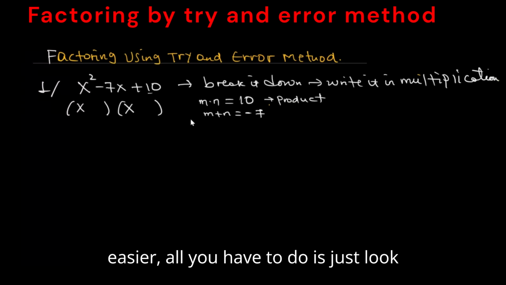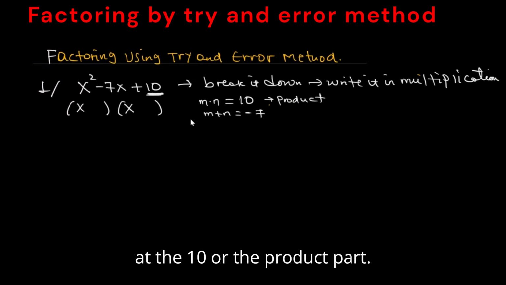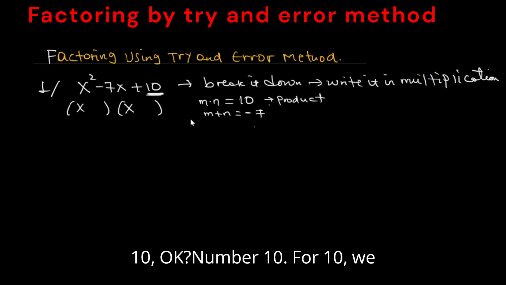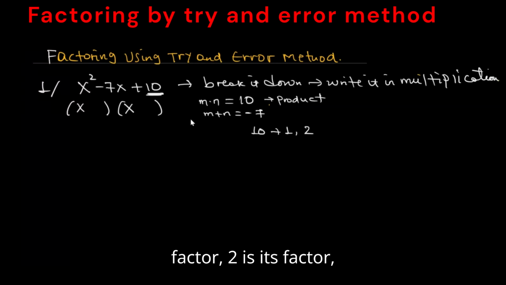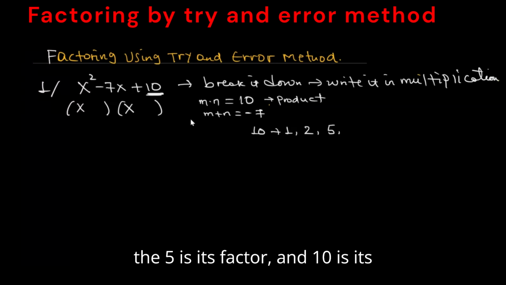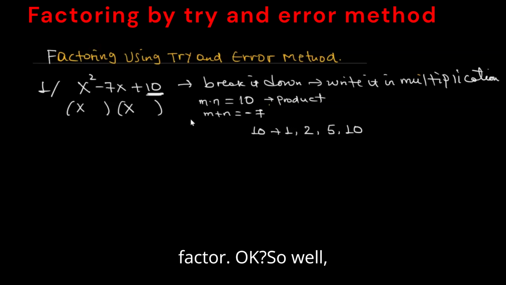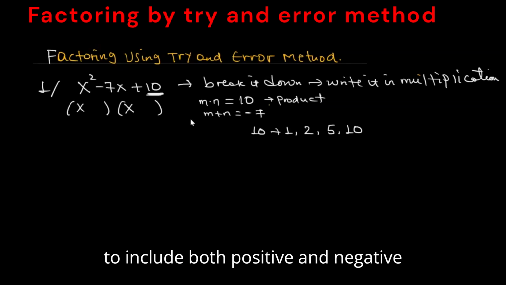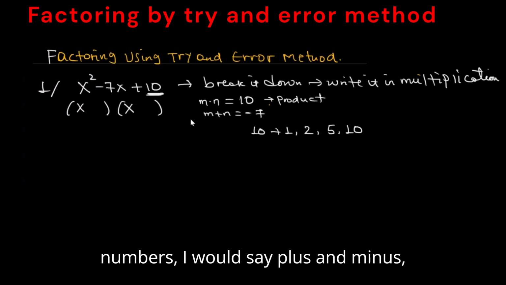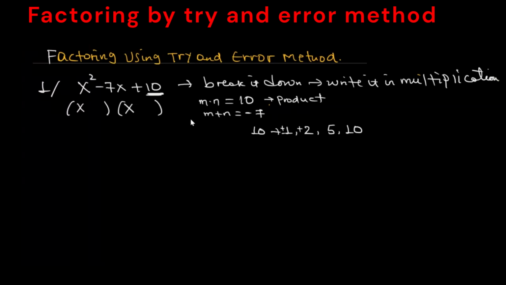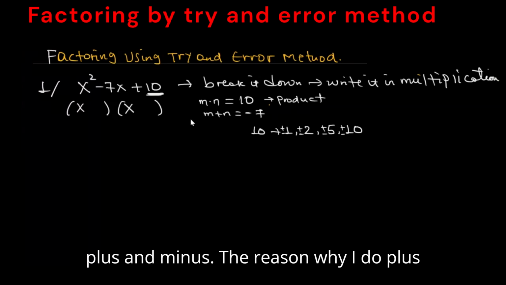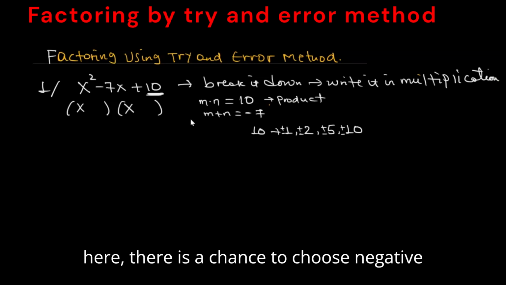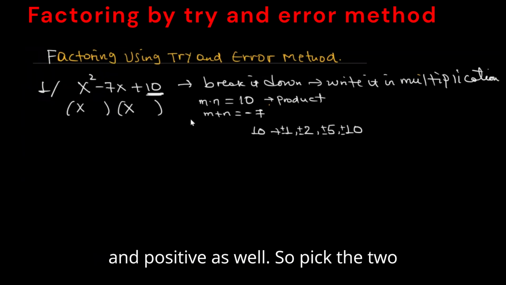All you have to do is look at the 10, or the product part, and find the factors of number 10. For 10, we have the following factors: 1 is its factor, 2 is its factor, 5 is its factor, and 10 is its factor. To include both positive and negative numbers, I would say plus and minus for each. The reason why I do plus and minus is because there is a negative here, so there is a chance to choose negative and positive as well.